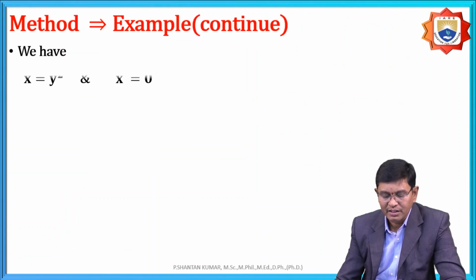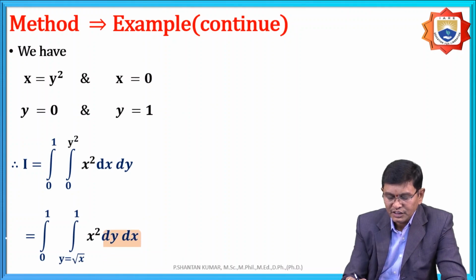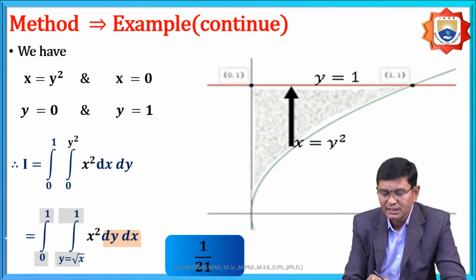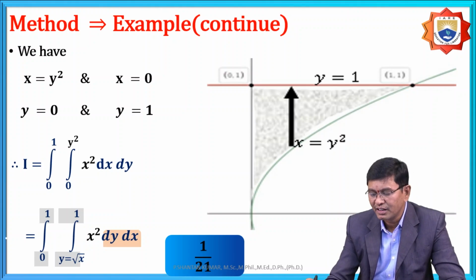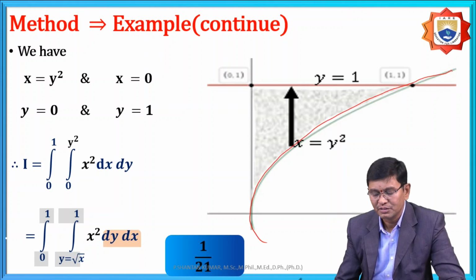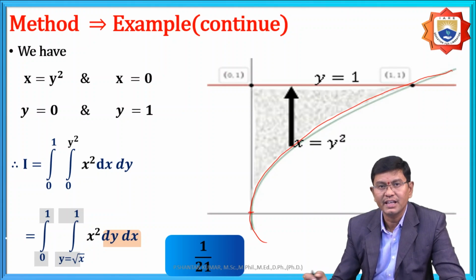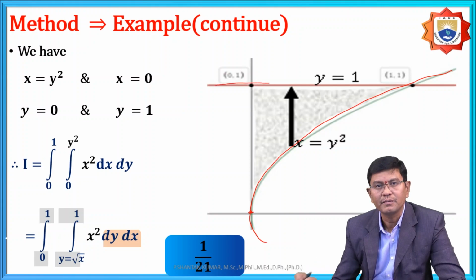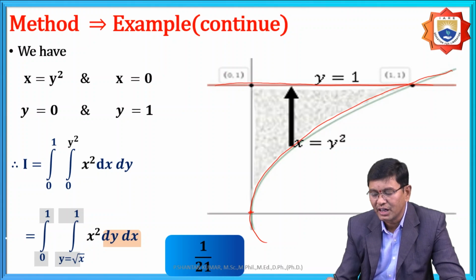Here clearly we obtain the diagram should be like this. That is x equals y square, which is a parabola. And again x equals 0, that is the line x equals 0, and y equals 0, which means intersecting on the y. And y equals 1, which is the line y equals 1. Based upon this, you obtain that in presence of this, it is a bounded region.